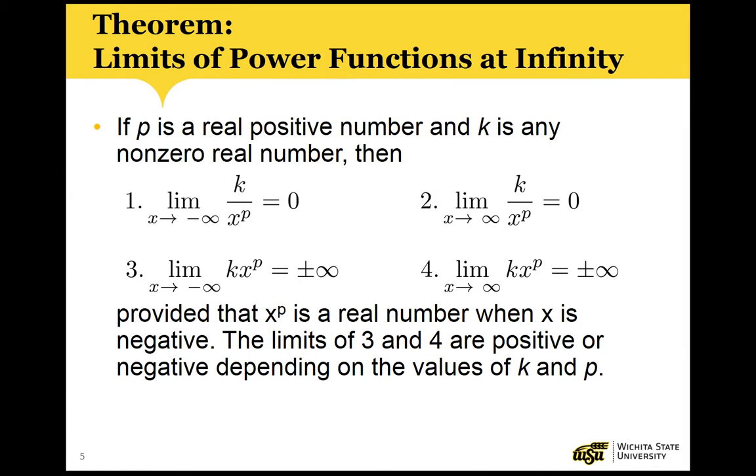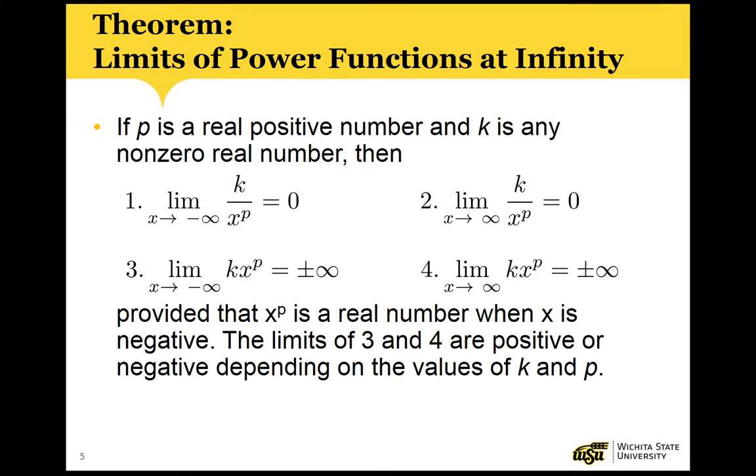This allows us to state a theorem about how power functions behave at infinity. We have, if p is a real positive number and k is any non-zero real constant, then the limit as x approaches negative infinity of k divided by x to the p power is 0, and the limit as x approaches positive infinity of k divided by x to the p power is equal to 0.